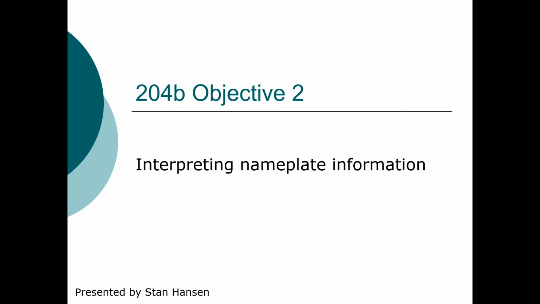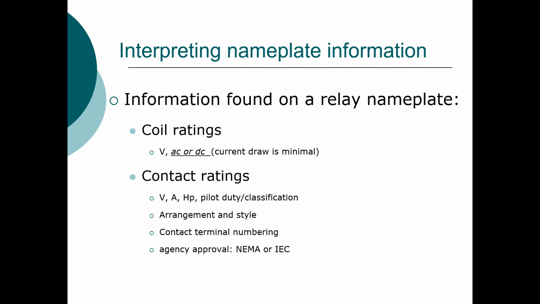Welcome to 204B Part 2, where we're going to be looking at interpreting the nameplate information that's on the contactors and relays. Whenever I'm looking at the nameplate information on any type of relay or contactor, I should be able to find two different types of information.